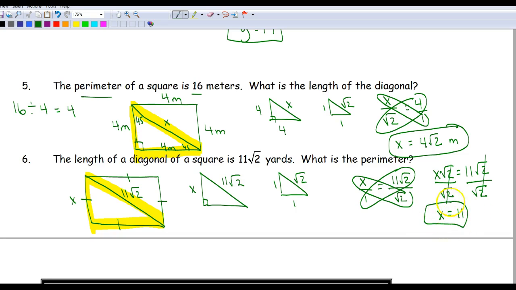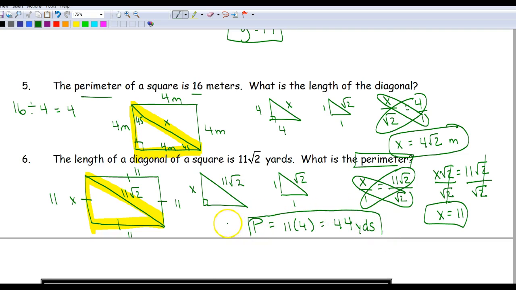If x equals 11, we know that this side is 11, and then all the other sides will also be 11, because in a square, all the sides are the same. Now we can answer the question of what is the perimeter. Well, perimeter means you add up all the sides. So we had 11 plus 11 plus 11 plus 11, or 11 times 4, giving you 44 yards. And that's going to be your answer.